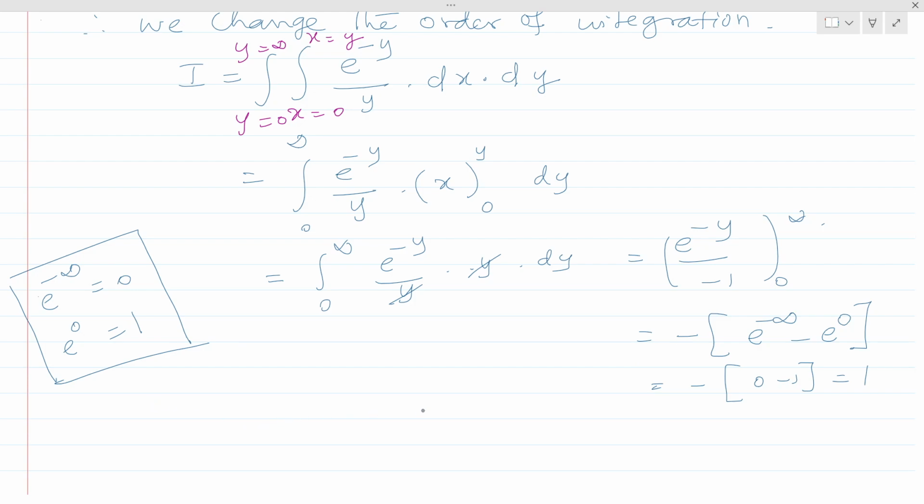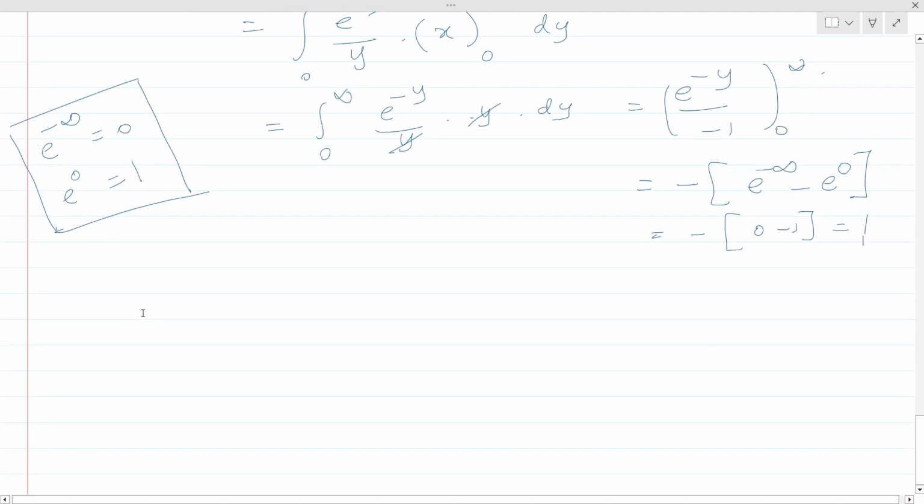So from this problem we can easily say that the order of integration depends on the problem or the function to be integrated.